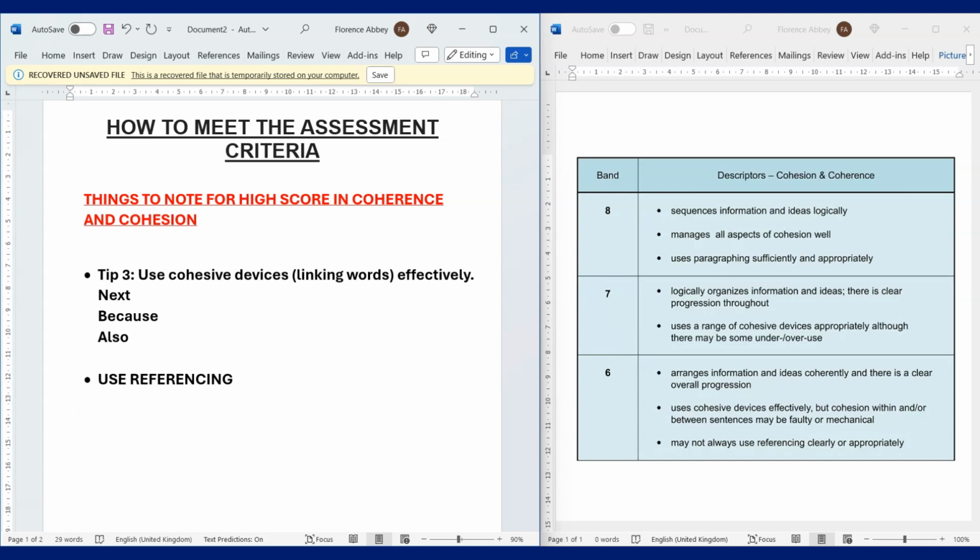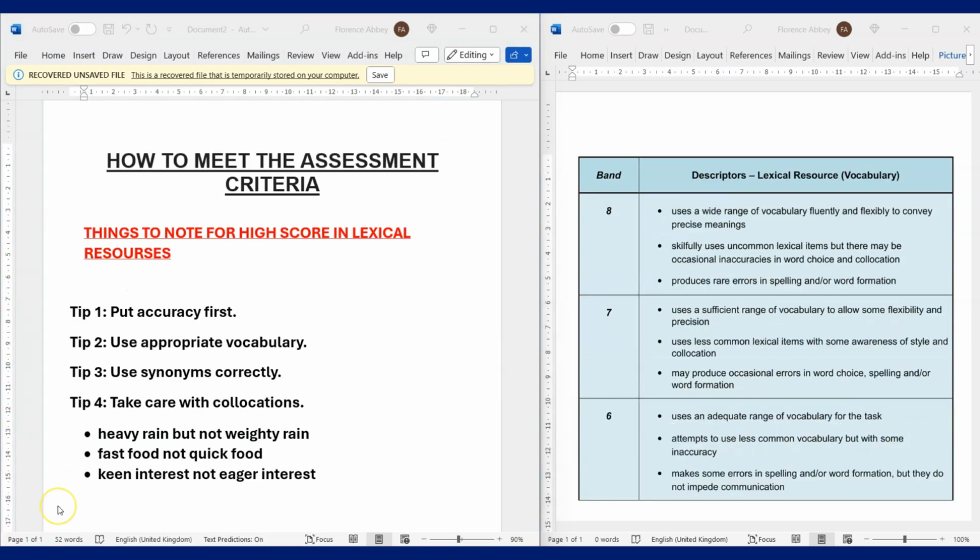Okay, you can say he went to the market the last time, or went to the market yesterday. So instead of using Kofi again, we now use the pronoun he. And that is what we mean by using referencing. Now let's move on to lexical resource.